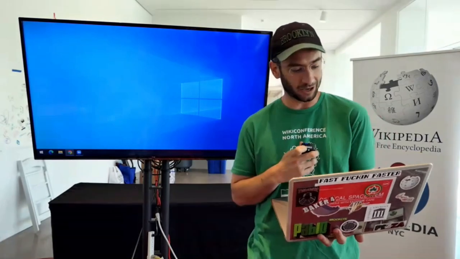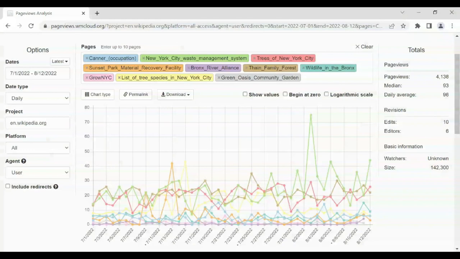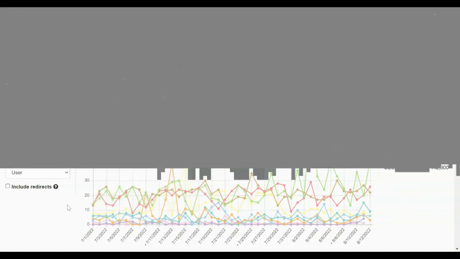And if you look at these page views, popular articles that we've written, you're not going to be able to see in this room here, but Ryan has it up for the viewers online. One of our most popular articles, New York City Waste Management System. This is a really great article on New York City waste management. It's had over 1,000 views this year. Thane Family Forest is one of the oldest growth forests in New York City. That's at the Bronx Botanical Gardens.